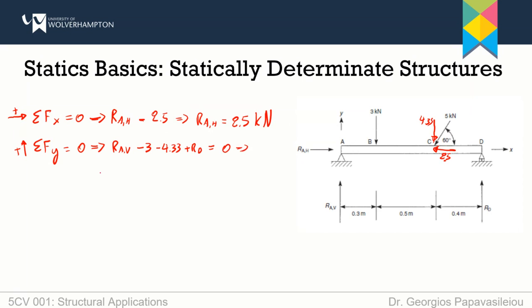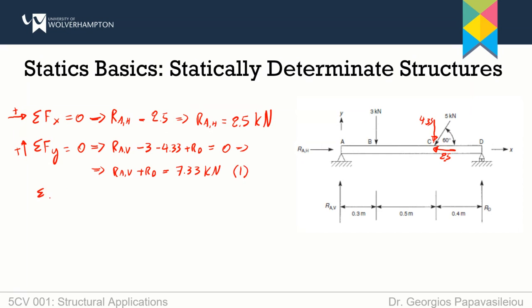In other words, RAV plus RD minus 7.33, or if I move it to the right side, it becomes positive. This has to be 7.33. Don't forget the units. Now, at this point, you will see that we have two unknown variables, so we cannot solve further. So let's call it equation one, and we'll go back to that.